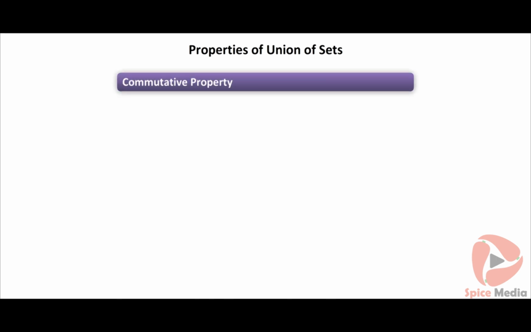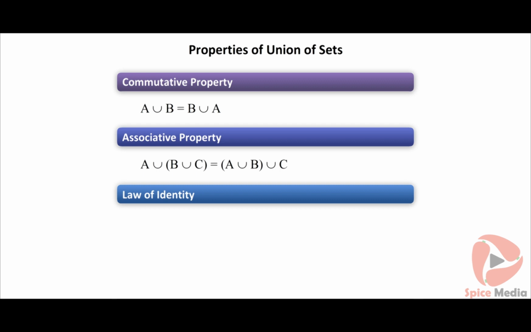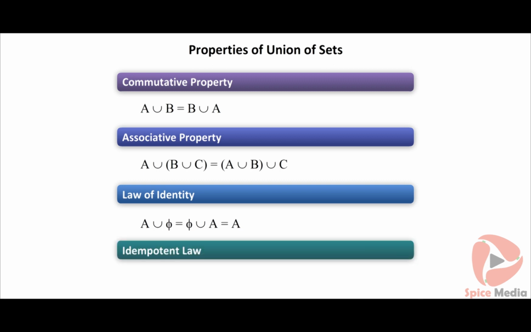Here are the properties of union of sets. Commutative property: A union B is equal to B union A. Associative property: A union B union C is equal to A union B union C. Law of identity: A union phi is equal to phi union A is equal to A. Idempotent law: A union A is equal to A.